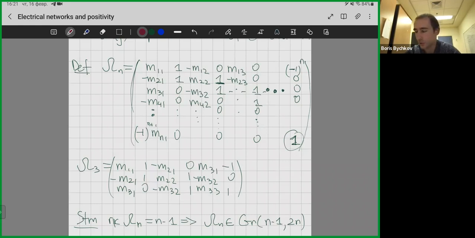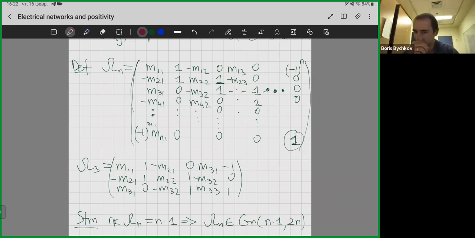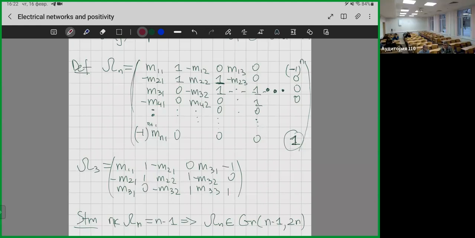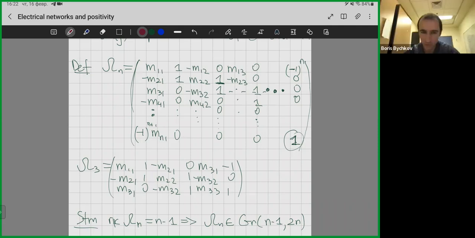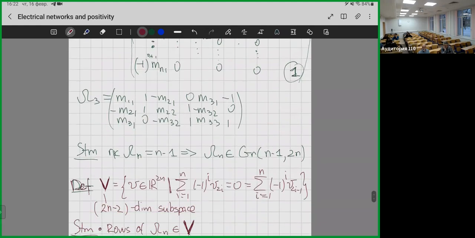Я совсем не говорю, что есть биекция между пространством электрических сетей и Лагранжевым Гроссманианом. Такого нет. Вопрос, чему равна Лагранжева форма V? Да, форму я сейчас напишу. Нет, вопрос был, кто id.